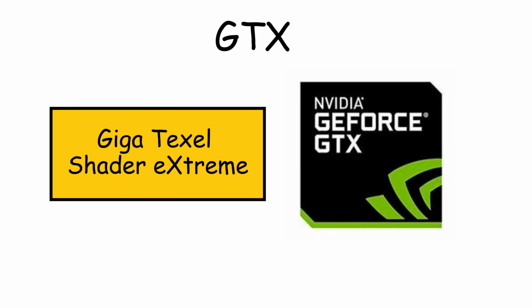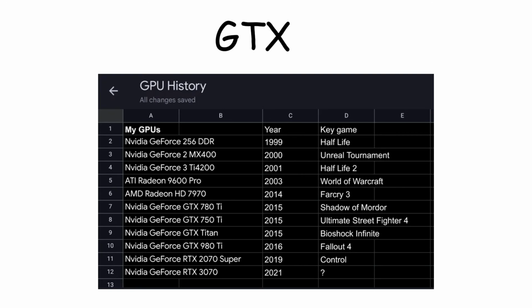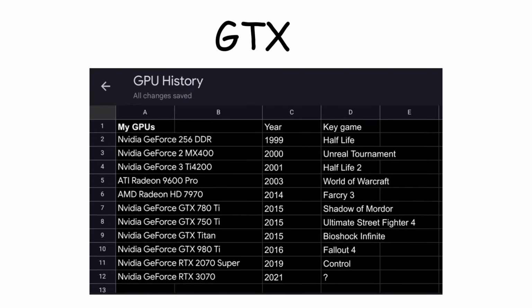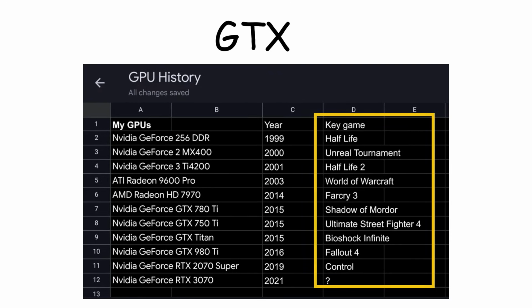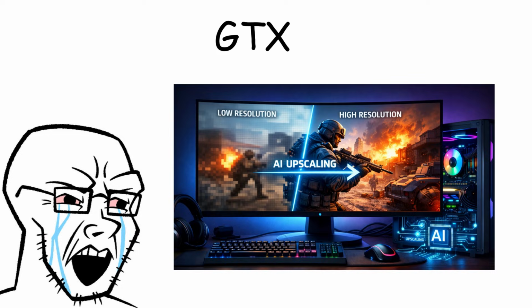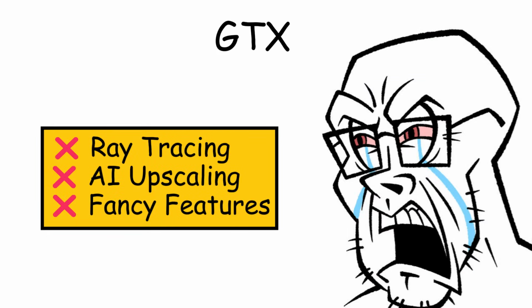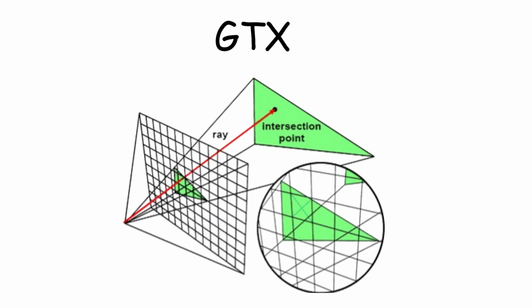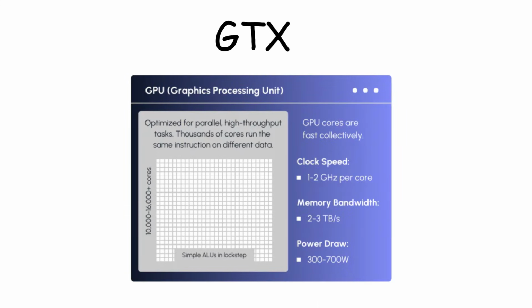GTX. GTX stands for Giga Texel Shader Extreme. GTX is Nvidia's older GPU lineup and the one that built the foundation for mainstream PC gaming as we know it today. GTX cards have no ray tracing, no AI upscaling, and no fancy features. They are purely traditional rasterization performance, which means the GPU calculates graphics the old school way and nothing else.